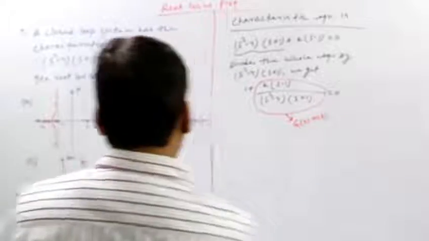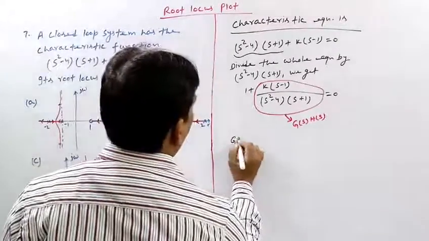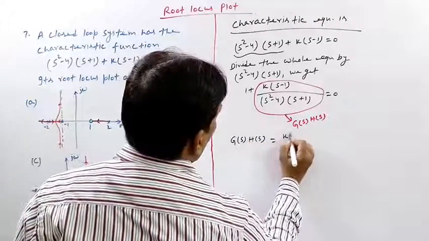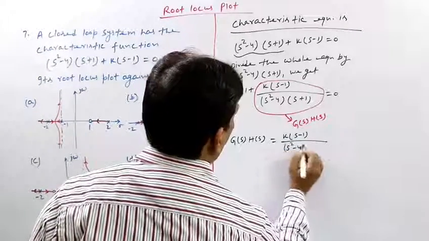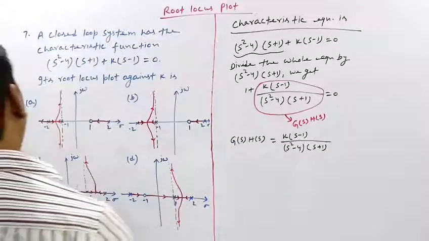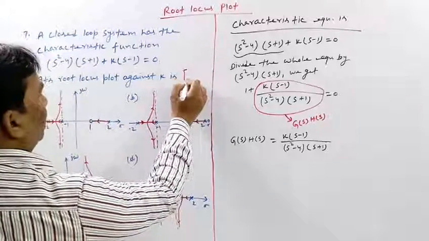So now we have G(s)H(s), that is the open loop transfer function, equal to K multiplied by (s minus 1) divided by (s square minus 4) into (s plus 1). And one thing I have missed, this question has been asked in GATE 2006.